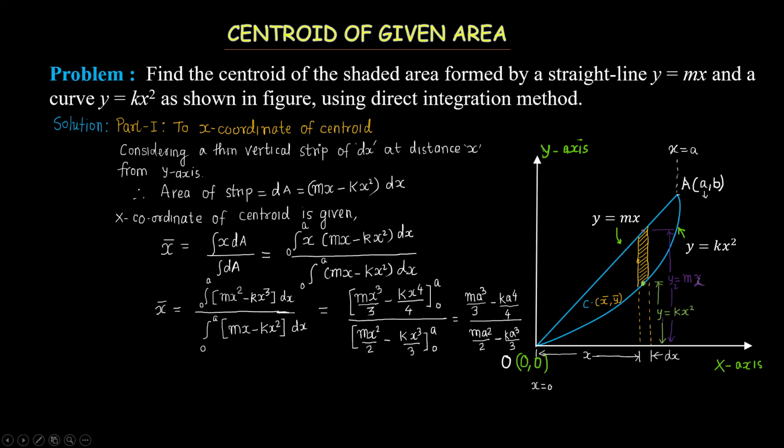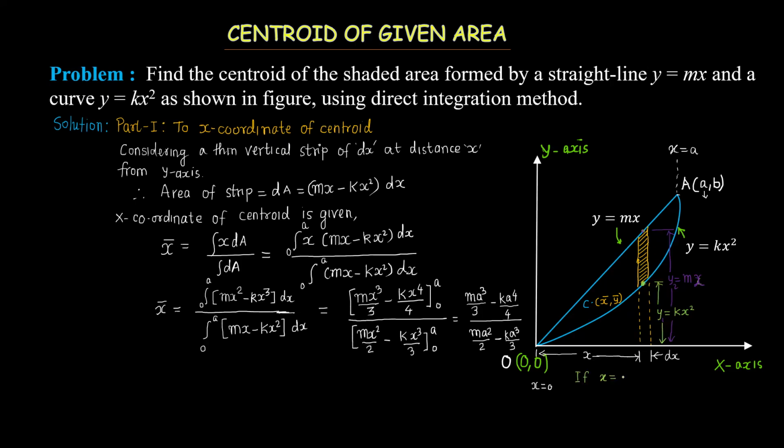So if you look at this straight line and this curve, at this particular point both the straight line and curve are meeting. So this point is going to satisfy the straight line as well as the curve y equal to kx square. So if I put x equal to a, y equal to b over here, I'll get the expression of m. And if I put x equal to a, y equal to b over here, I'll get the value of k from this expression. So let us put that.